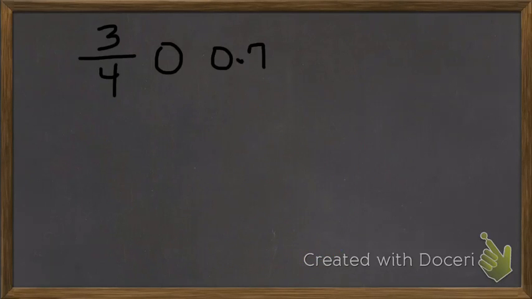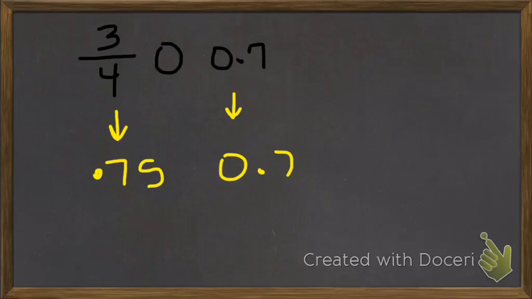Now we're comparing a fraction and a decimal. Before we do this, we want to change the fraction to a decimal in order to compare it. So 3/4 as a decimal would be 0.75. We'll just bring down the 0.7, 7/10. Comparing these, we'll look at the numbers. We can add a 0 to the 7. So now I've got 75 and 70. So 75 hundredths is greater than 7 tenths.